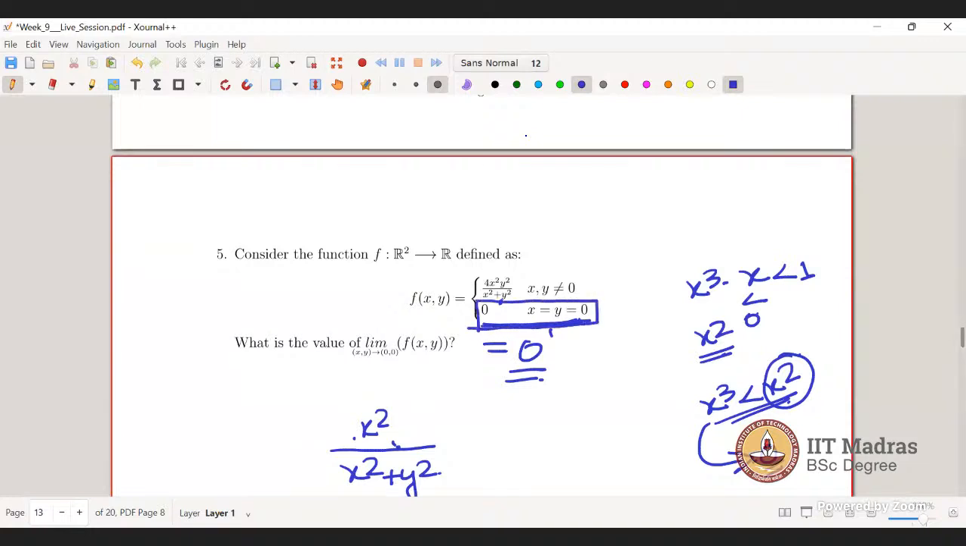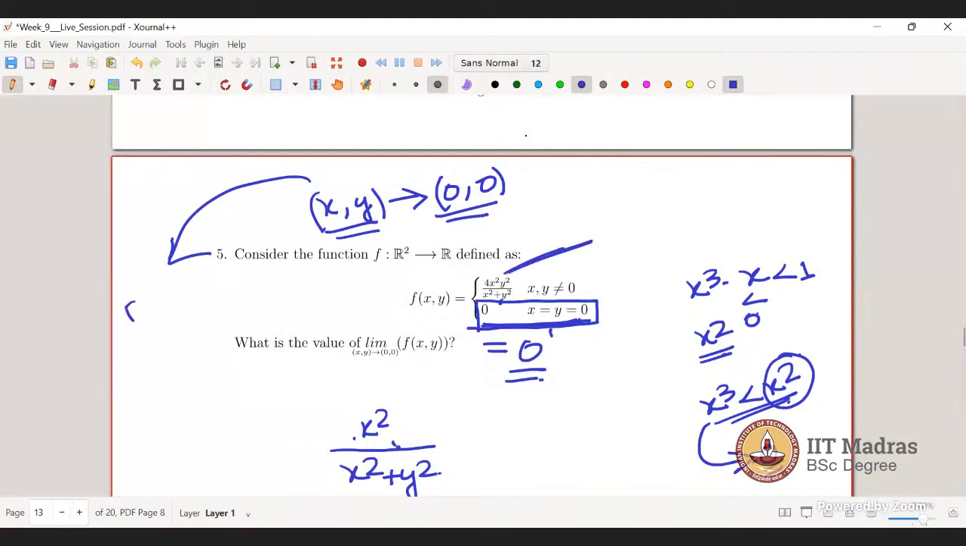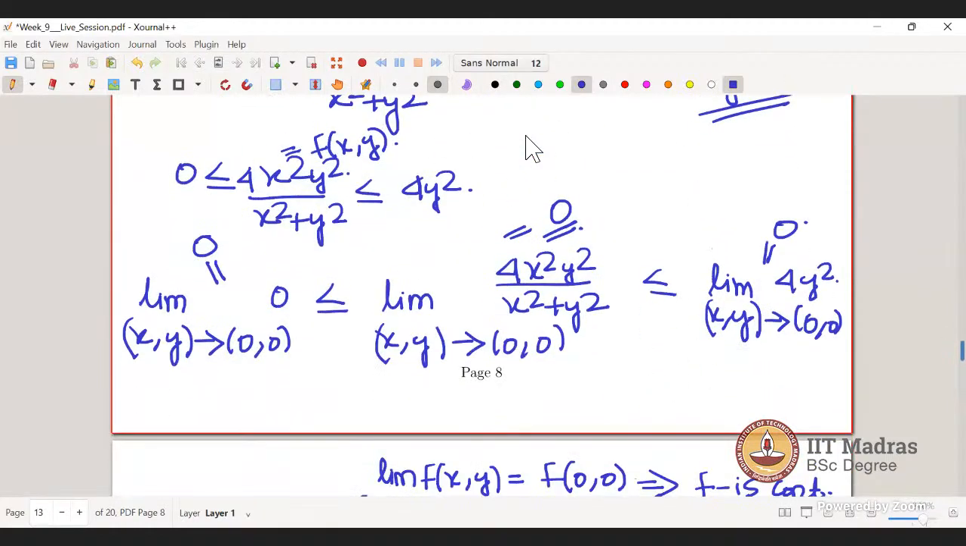Because while we are taking the limit, (x, y) is never actually at the point (0, 0). It is always approaching (0, 0). Exactly, because we're taking (x, y) tending to 0. So basically we're taking a bunch of non-zero numbers approaching 0, and when x and y are non-zero, at that time my value of the function is this, not this. So that's why I have only taken this one.